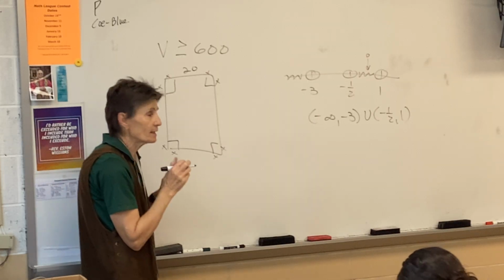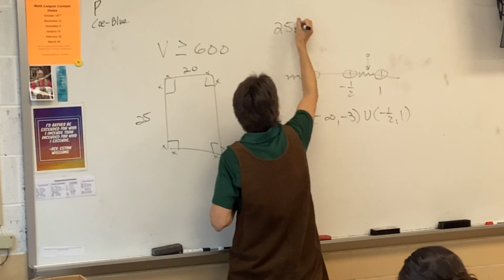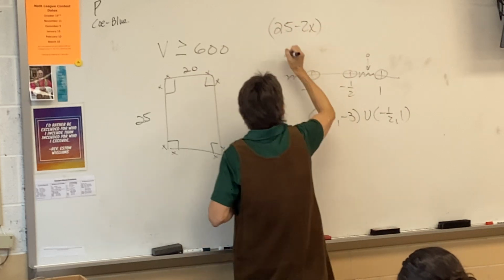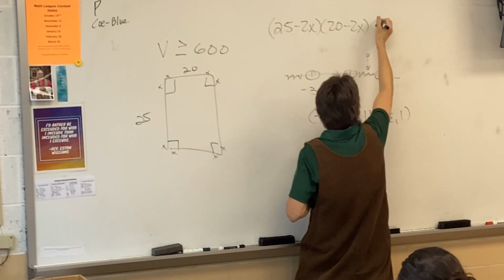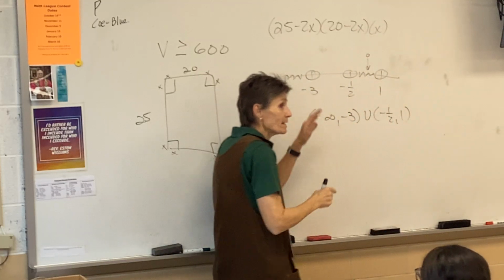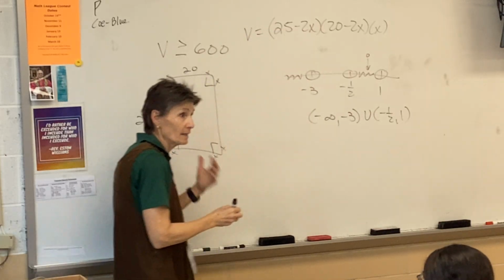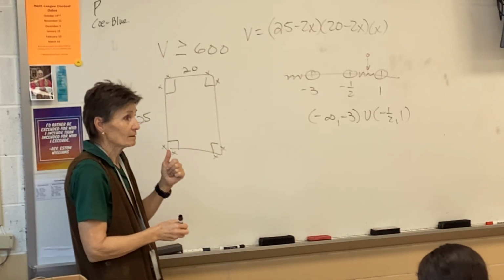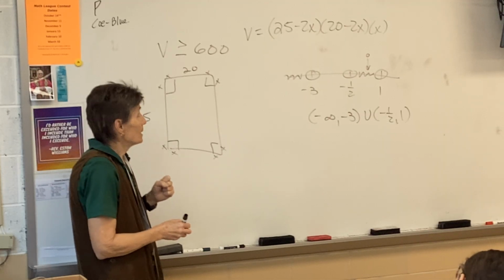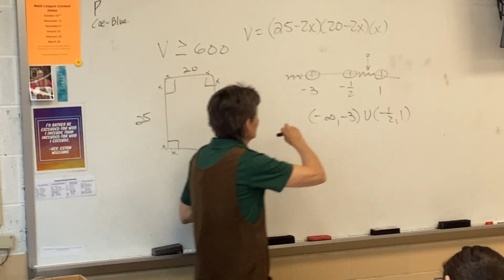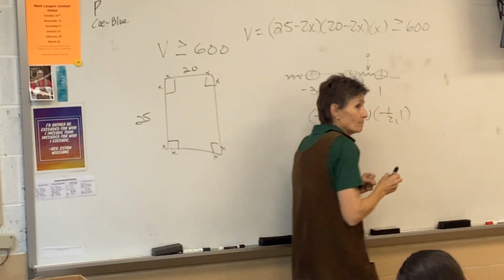So what'd you say, Alden? 25 minus 2x, 20 minus 2x, and then it's x. That right there is the volume of the box, right? Length times width times height. Now we want the volume to be at least 600.